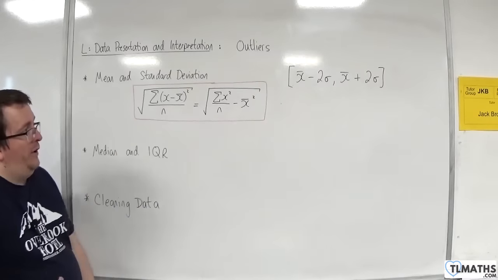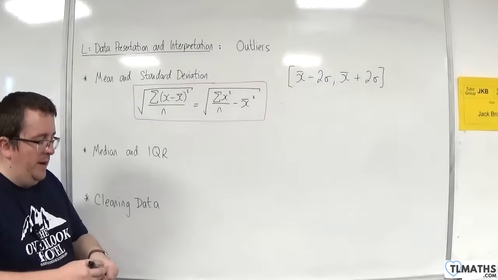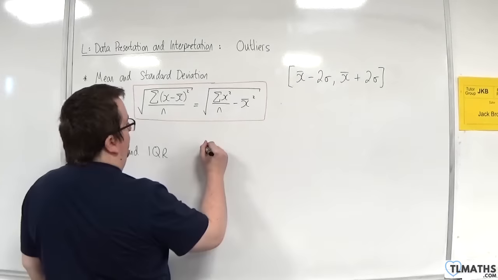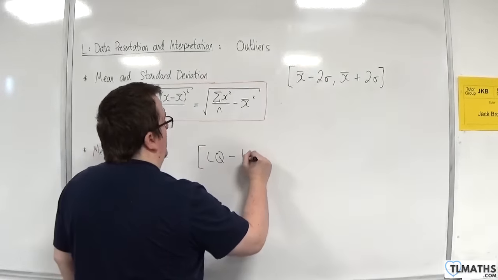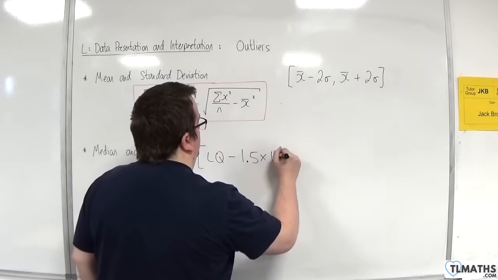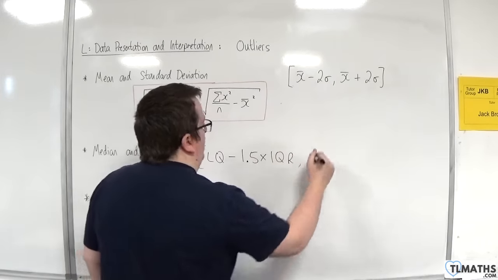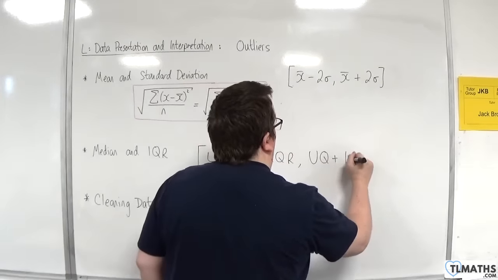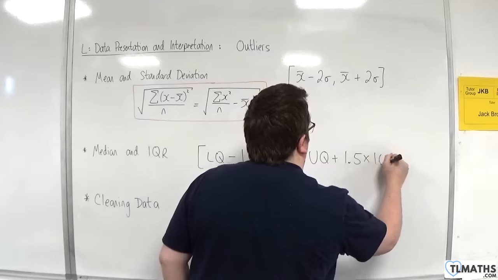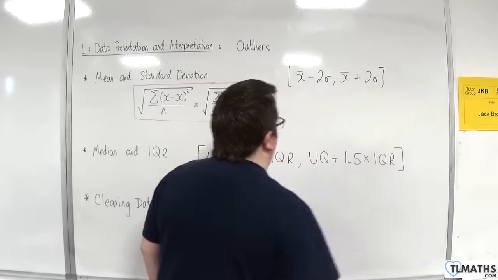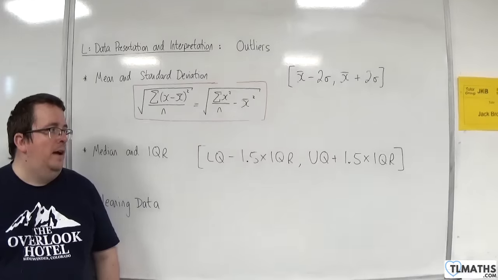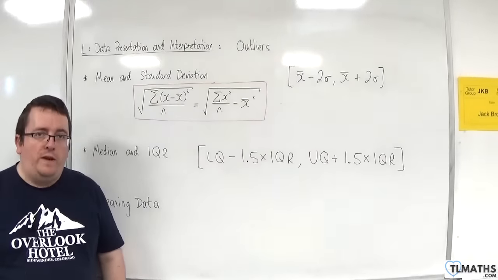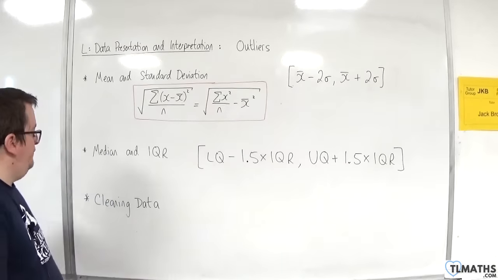Right, now with the quartiles, the general way of doing it is that it needs to be outside of the lower quartile take away 1.5 times the interquartile range, and the upper quartile plus 1.5 times the interquartile range. Now, again, the 1.5 might be adjusted within the question. Just read the question carefully.